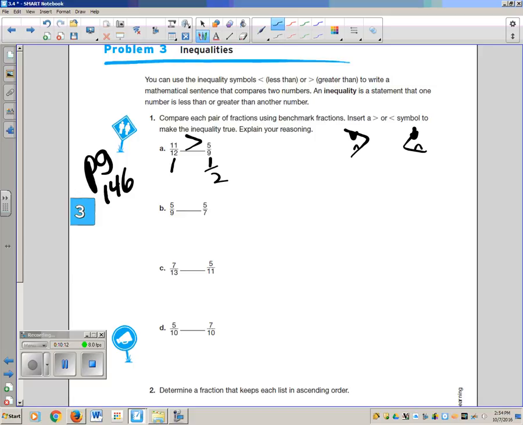5 out of 9 or 5 out of 7? Would you rather have 5 out of 7 pieces of pizza or 5 out of 9 pieces of pizza? This one's closest to a half. This is actually closer to 1. 5/7 is greater.